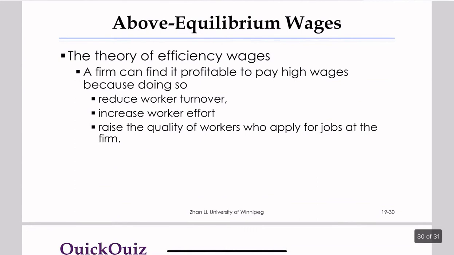The third reason that we have above equilibrium wages is due to efficiency wages. Efficiency wages basically imply that firms have the incentive to deliberately pay a higher wage above equilibrium. They want to do so because maybe they want to retain their workforce, so they want to reduce worker turnover, or they want to incentivize their workers by paying a higher wage. They would imagine that by paying a higher wage, workers will work harder, so this could increase workers' effort. And the third reason is if you offer a higher wage above the market equilibrium, then you could attract better people, right? So by doing this, you can raise the quality of the labor force at your firm.